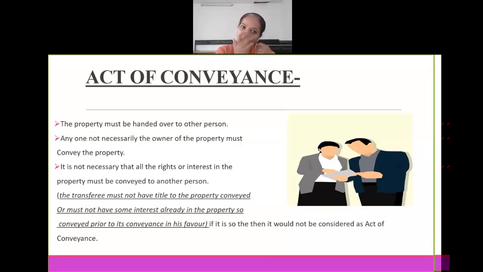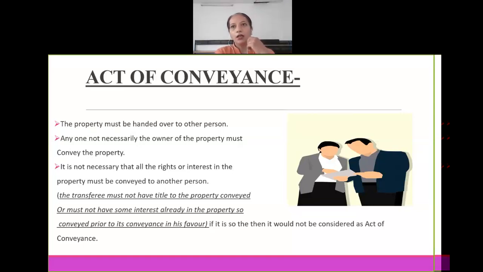And third one is, it is not necessary that all the rights or interest in the property must be conveyed to another person. So students, it is not necessary only in the sale. Take an example, only in the sale we transfer the entire right in the property. But suppose we are creating a lease, then in that situation we only transfer the possession of property, but the ownership of the property still remains with us. After some period we can claim our property back.